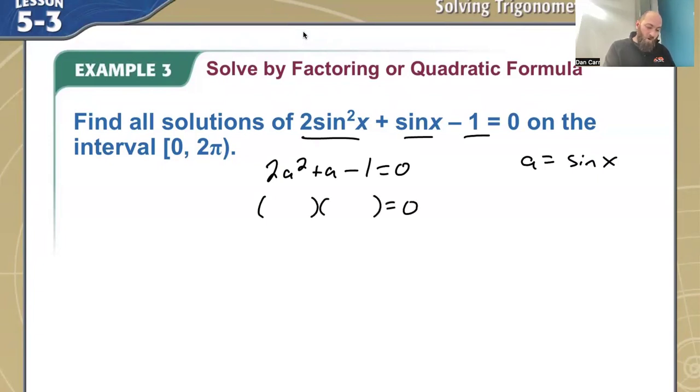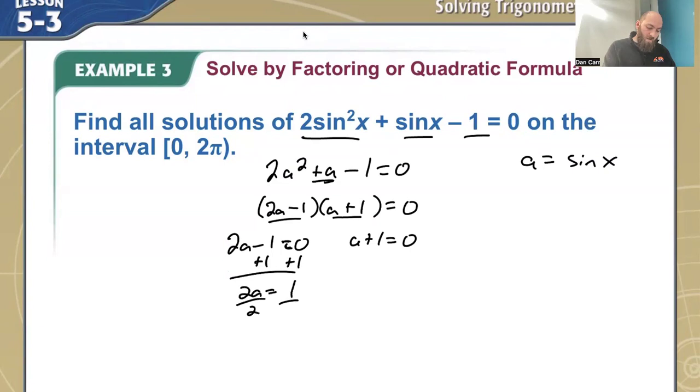So, for example, 2a squared has to come from 2a times a. Negative 1 has to come from a positive and a negative 1. With this being a positive a here, I'm going to have a plus 1 and a negative 1 like this. My normal quadratic solving means I'm going to take this and set them both equal to 0. And then that's a plus 1 equals 0. Okay, so I solve this out. I'm going to add 1 to both sides so that 2a equals 1, divide by 2, and a equals 1/2. Over here, I just subtract 1, and a equals negative 1 here.